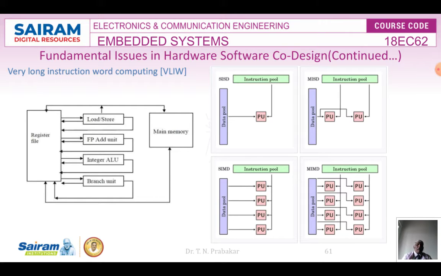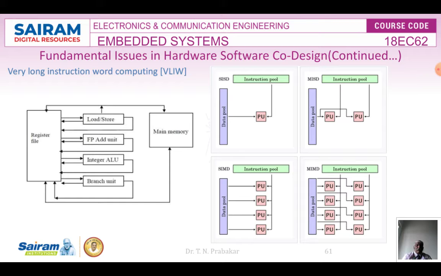On the right hand side you can see MISD. So I'll be getting multiple instructions. From the instruction pool, 2 instructions are coming out and 2 processing units are there, but a single data, right? So in that case the same data is supplied to the first unit as well as the second unit. I think from the diagram you can easily view that.